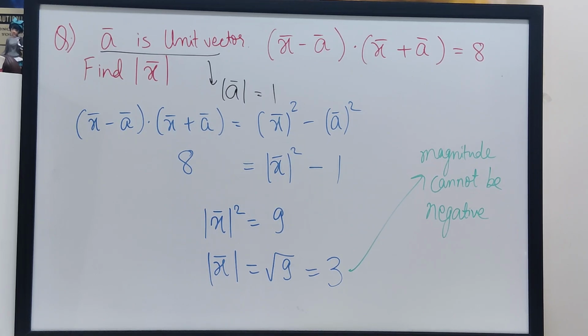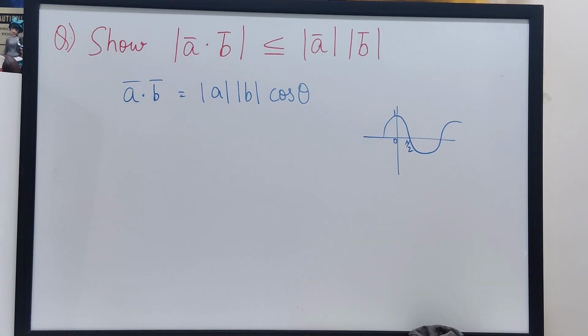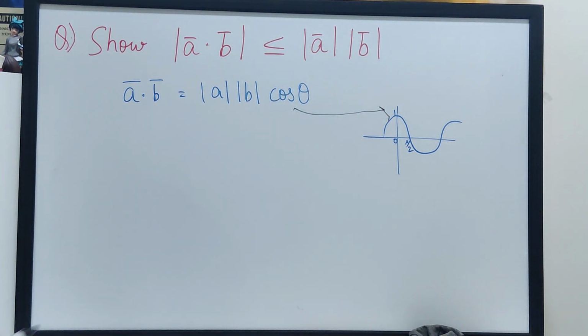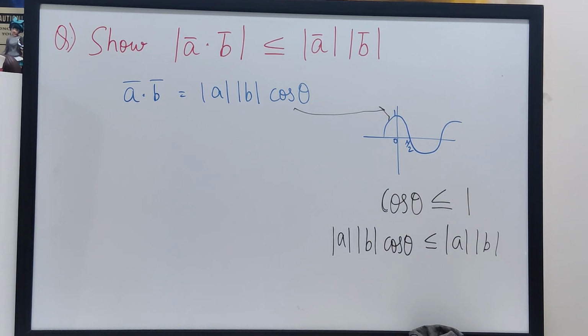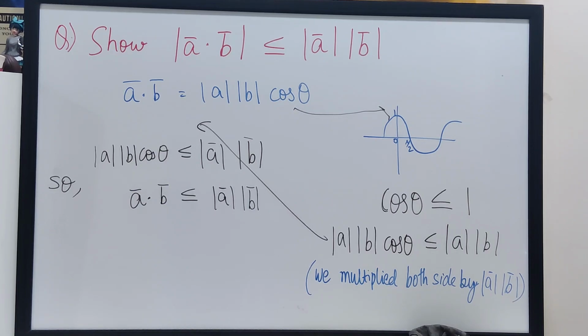Now you have to show that |A dot B| is less than or equal to |A| into |B|. So A dot B is |A||B| cos theta, and cos theta's value is always less than or equal to 1, as we can see from the graph. Now multiply both sides with |A| into |B|. This gives us, and hence we can prove this.